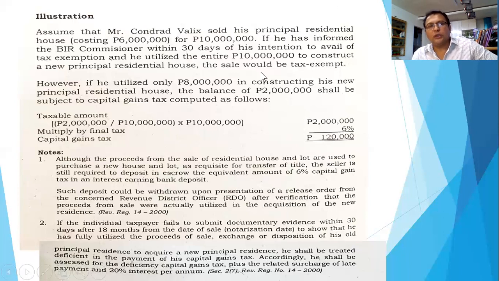If he cannot show within 30 days that he has purchased or constructed a new residential house, then all of the deposit that he has made, the escrow account, is in favor of the government. No? Then it shall be taken by the BIR. And he will be subjected to deficiency capital gains tax, the related surcharge of late payment and interest.